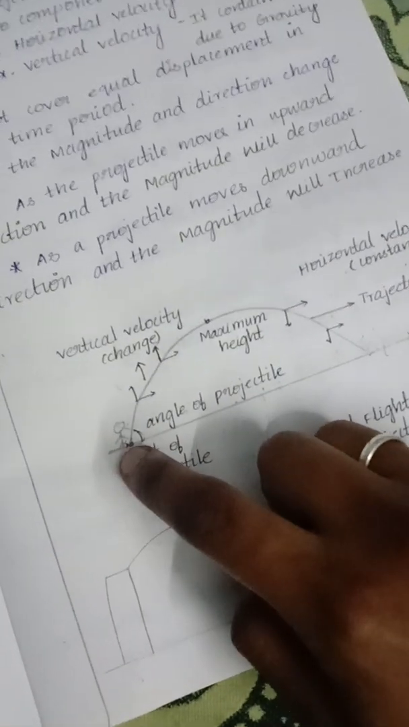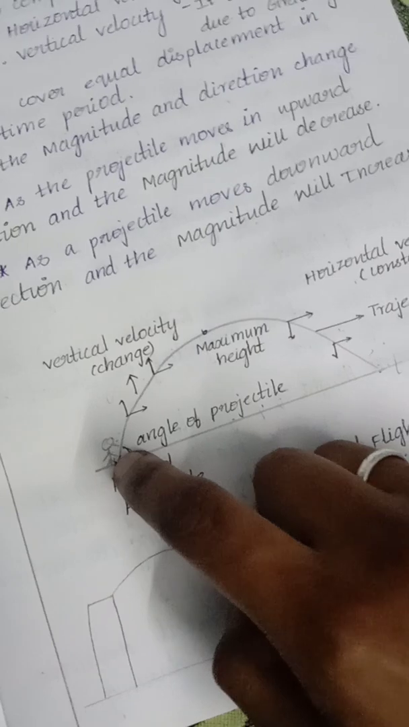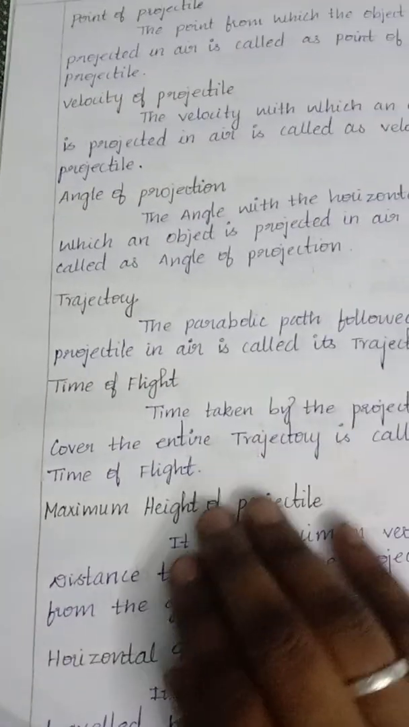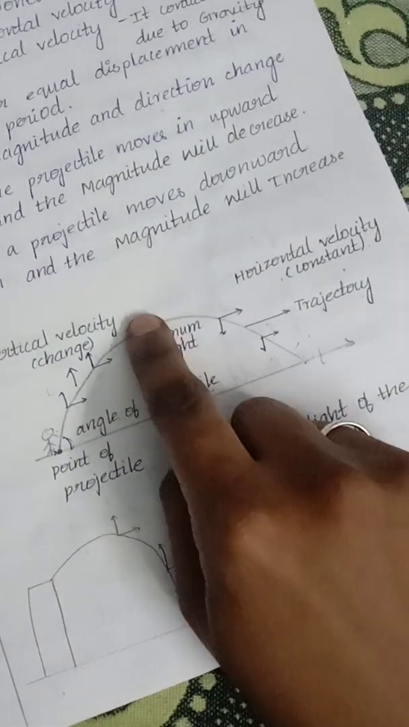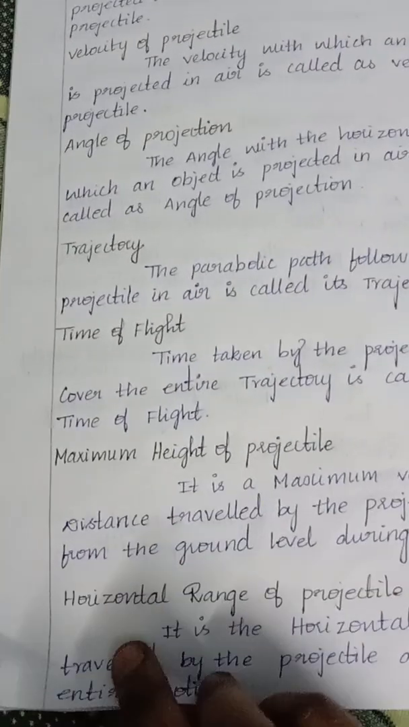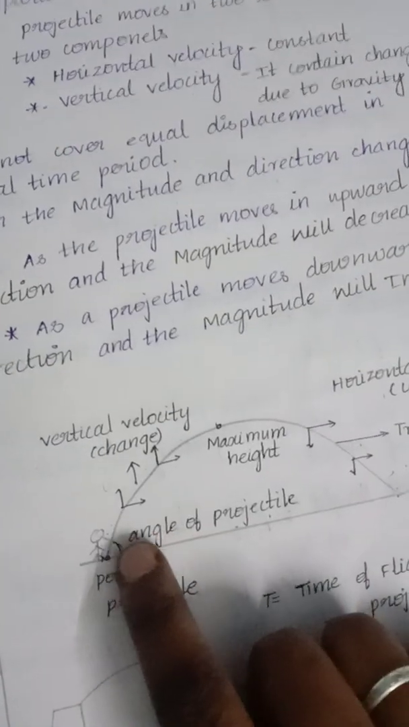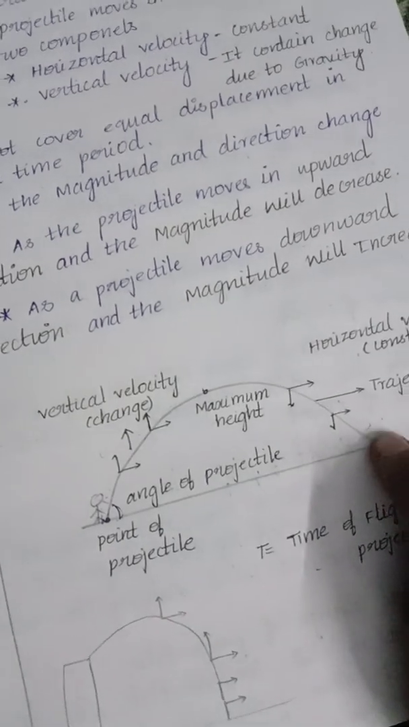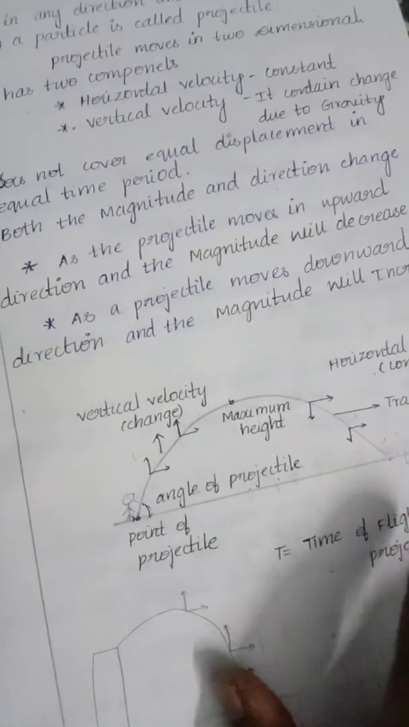Time of flight is the total time taken for traveling from this distance to this distance. Then the maximum height of the projectile is this center point on the parabolic curve. Then the horizontal range of the projectile is the total distance from the person to the stone. So this is the horizontal range of the projectile.